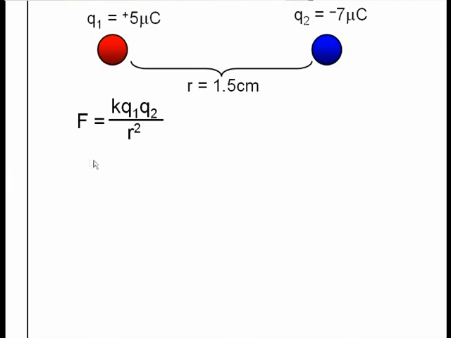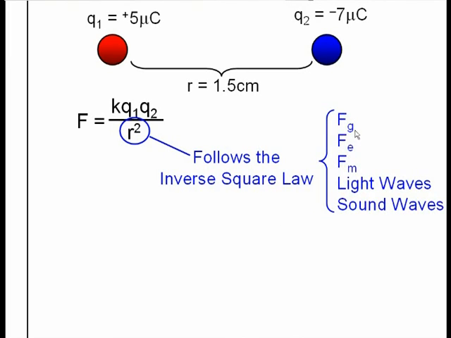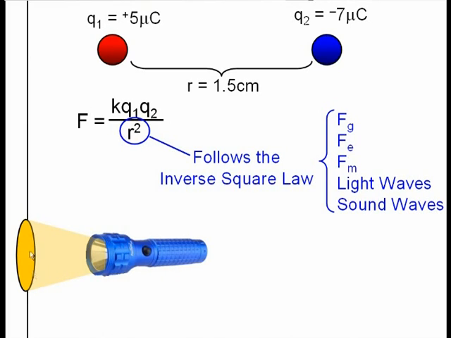Now, the electric force here follows the inverse square law. The inverse square law is not only true for the electric force, but for the gravity force, the magnetic force, light waves, and sound waves all follow the inverse square law. So, quick explanation of the inverse square law. If I take a light and shine it on an object, the brightness of the light, we'll call it the intensity of the light. Intensity could also be how loud the sound waves are. It could be how strong the magnetic or electric or gravity field are. And this intensity is proportional to 1 over the square of the distance.